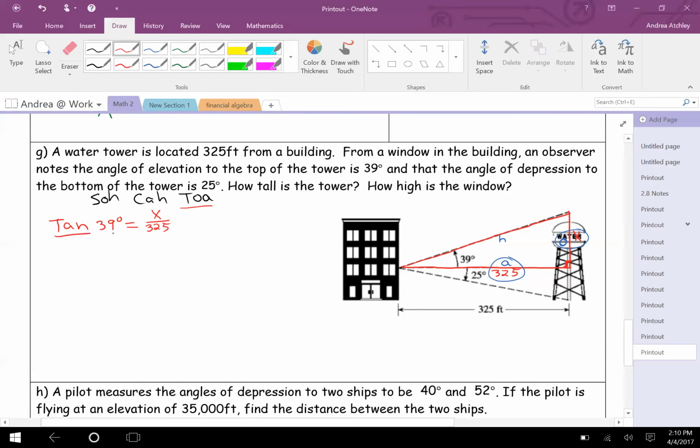We're going to put this over 1, and then we're going to cross multiply. So we're going to get 325 times the tangent of 39 equals 1 times x, which is just x. X is already by itself, so we don't need to divide by anything. We're just going to enter that into our calculator.